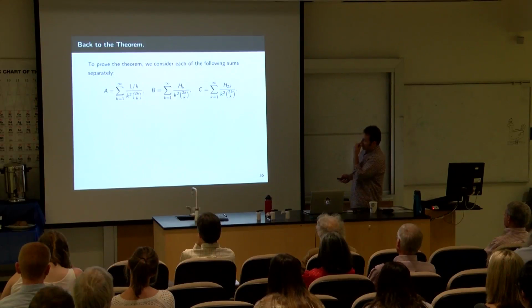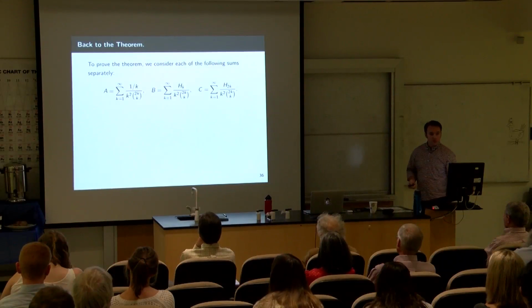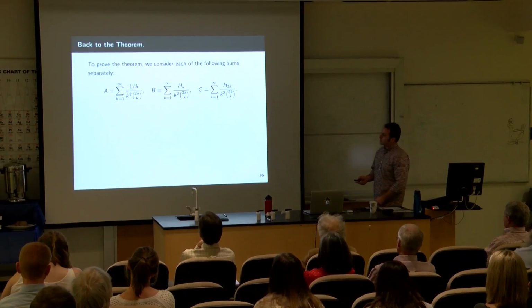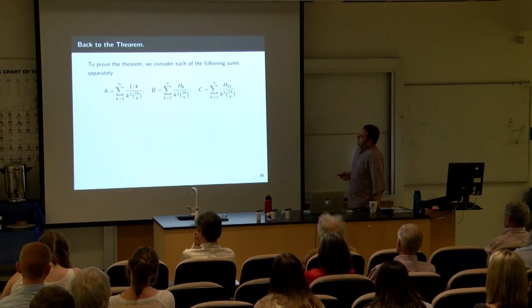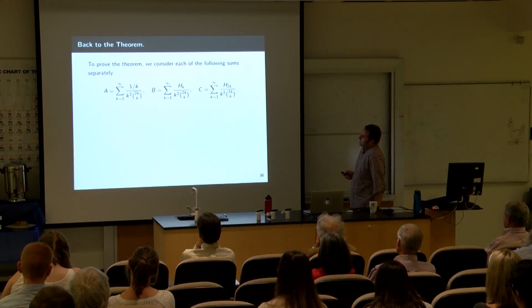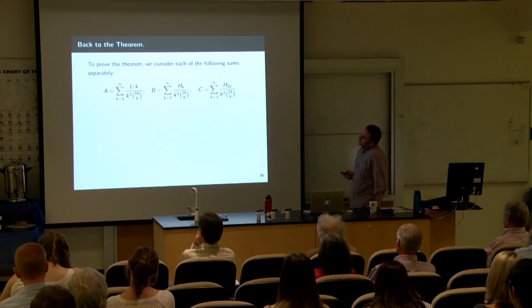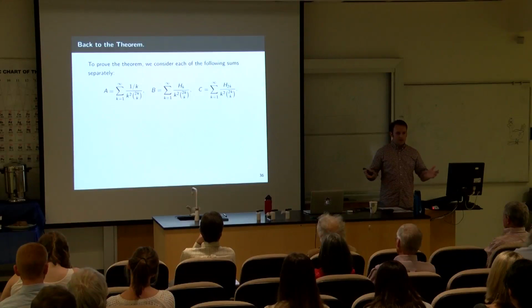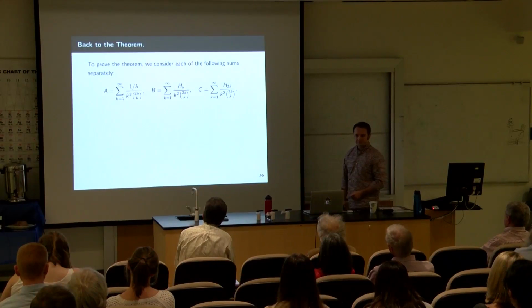So let's go back to the theorem. We had these 3 sums that we showed these specific values for. Each of those involved at least 2 of these: A, B, and C. These 3 different sums. We're going to evaluate each one of these separately, then we can combine those to find the original sums.